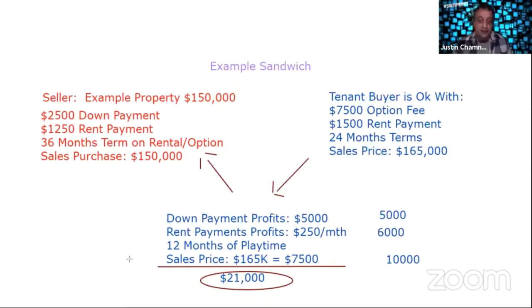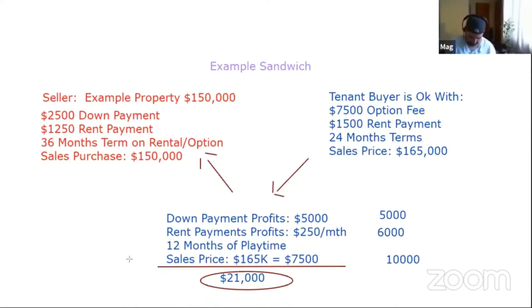$165,000. So there's $15,000 in equity there. $15,000 in potential profits that we could collect. Unfortunately, we don't collect that full 15 right away, we only collect $7,500. So now the tenant buyer technically only owes us $157,500, because it was $165,000 and then he put $7,500 in. That was the down payment.